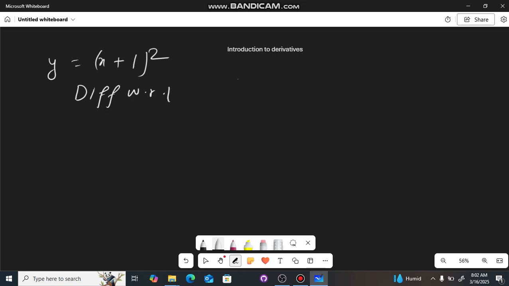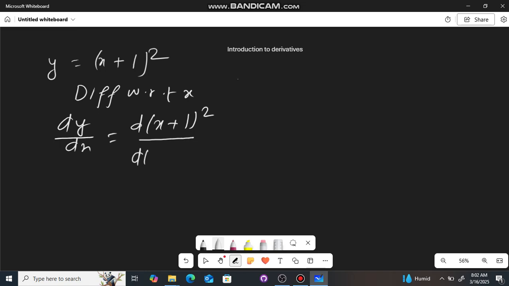with respect to x. So dy by dx equals, we are differentiating it with the power rule. In that scenario, (x plus 1) whole square will be differentiated with respect to (x plus 1) at first. So we will write d(x plus 1). Whatever is present under the power, we need to differentiate with respect to that at first, and after that we need to again differentiate it, and at last we need to differentiate with respect to x.